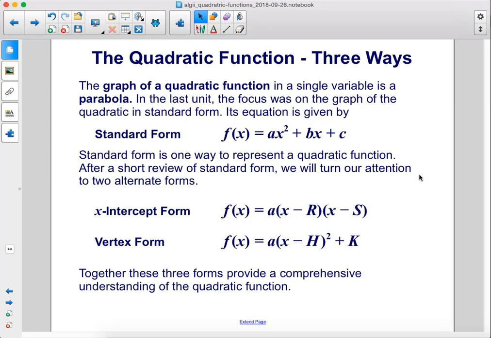After a short review of standard form, we will turn our attention to two alternate forms: x-intercept form, which is a times x minus r times x minus s, and vertex form, a times x minus h squared plus k. Together, these three forms provide a comprehensive understanding of the quadratic function.